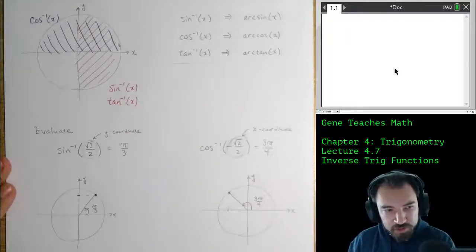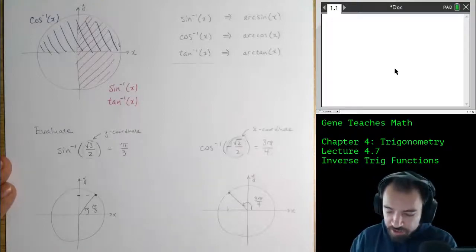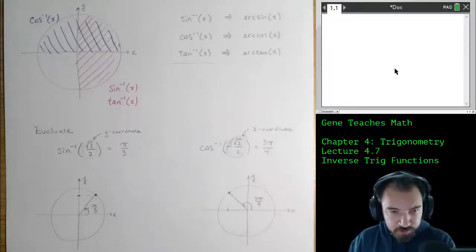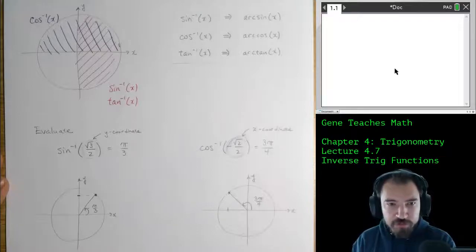Now, hopefully you notice something. When I say from experience, this requires us to be very familiar with the special right triangles, the 30-60-90s and the 45-45-90s, and how they appear in the unit circle. So if there were ever a time for you to have those special angles and their x and y coordinates memorized, now is that time.